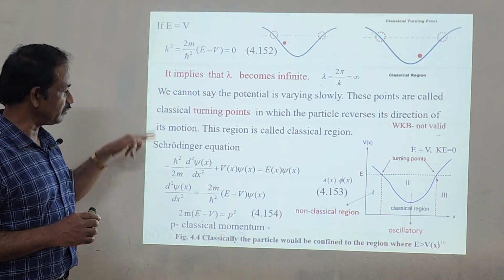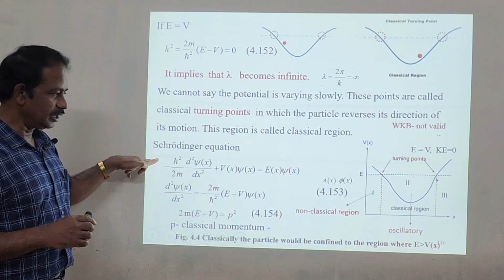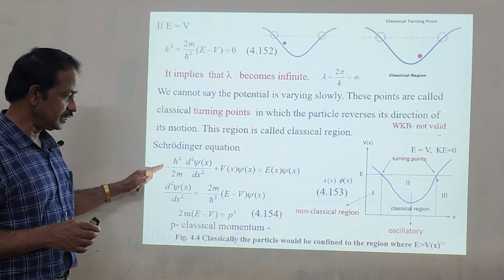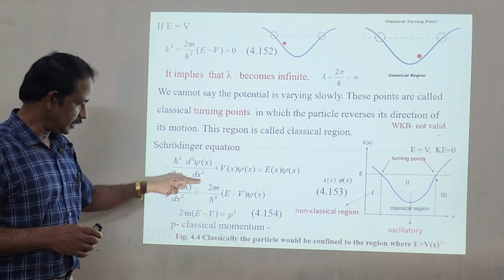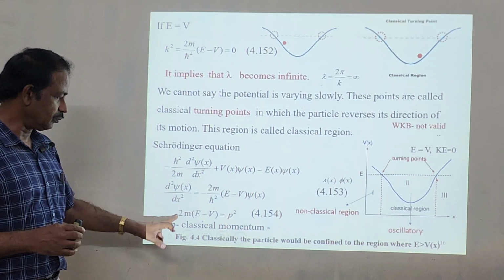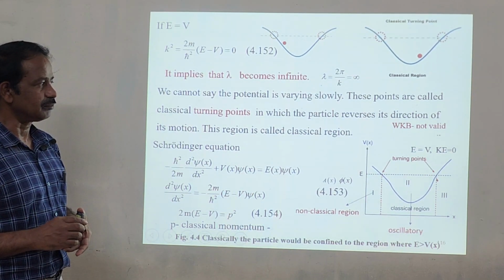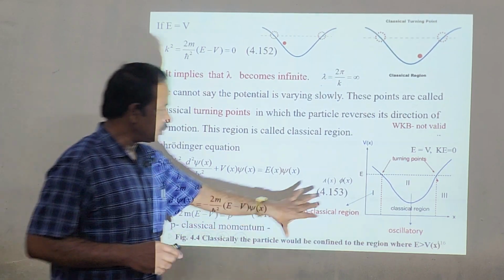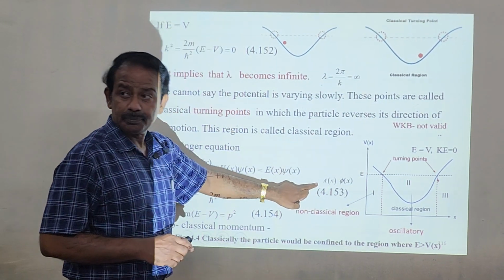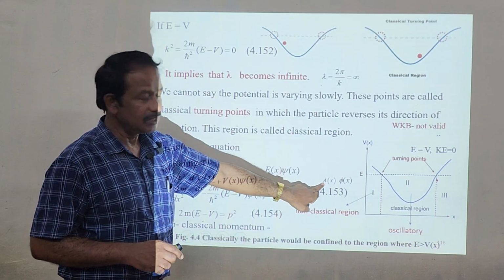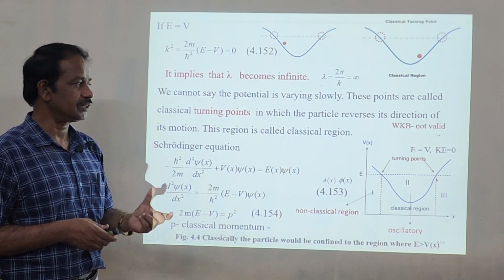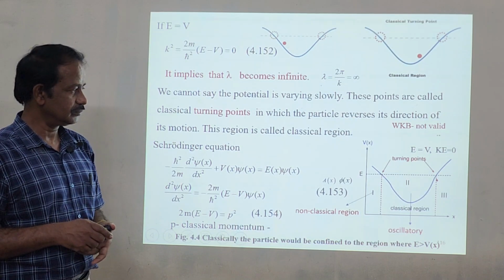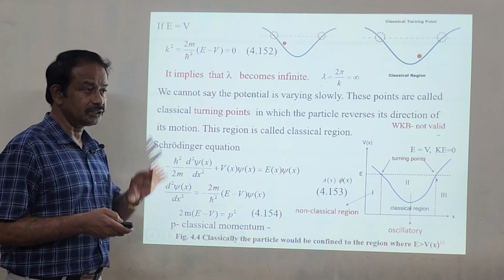The Schrodinger equation is given by this. Rearranging this term, we will have this one, and of course we can take this term as P squared. We call P the classical momentum. In the non-classical region, the very important thing is that the amplitude and the phase factor both depend on position, both depend on x. So this is about the three cases.